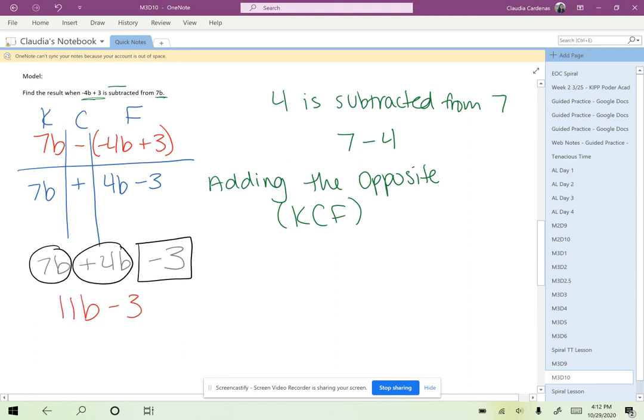So can we combine anything else? Nope, there's nothing else that is alike, so this is simplified. Let's go ahead and try one independently.